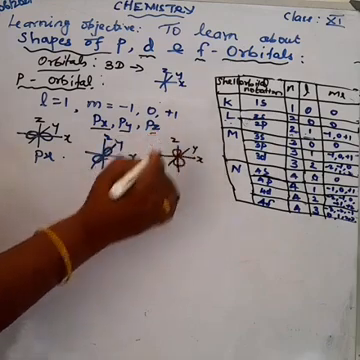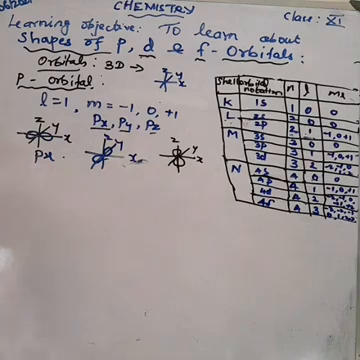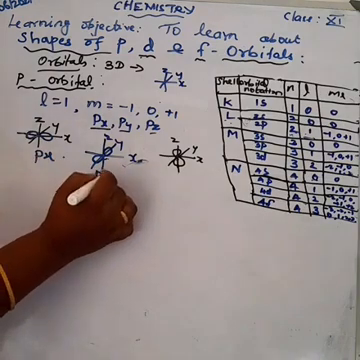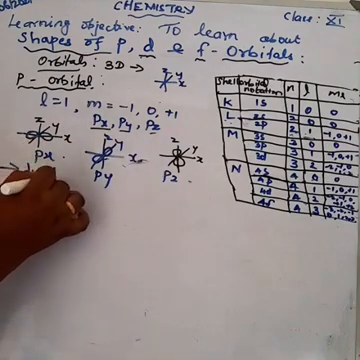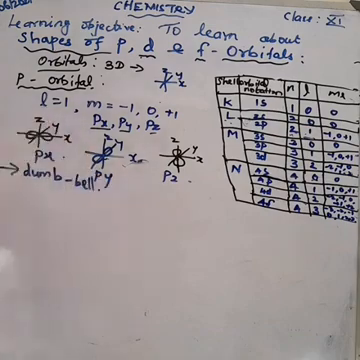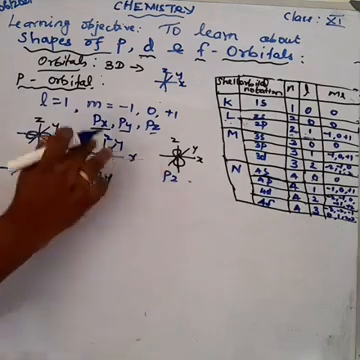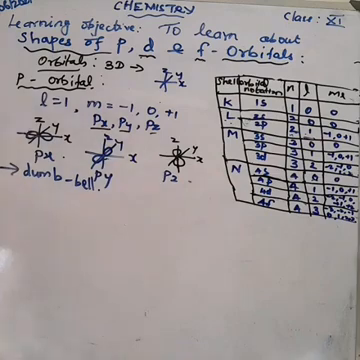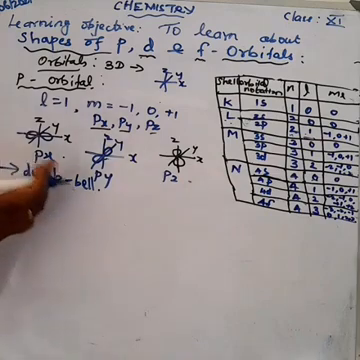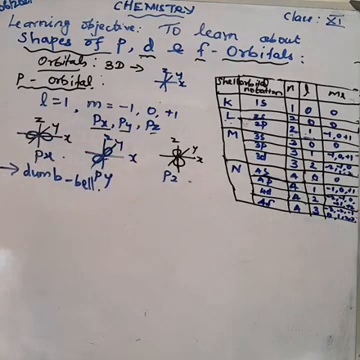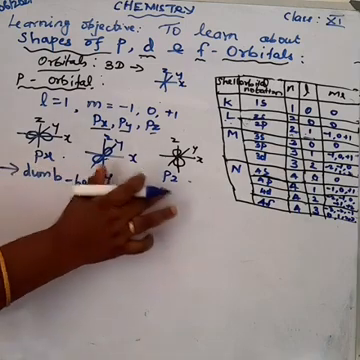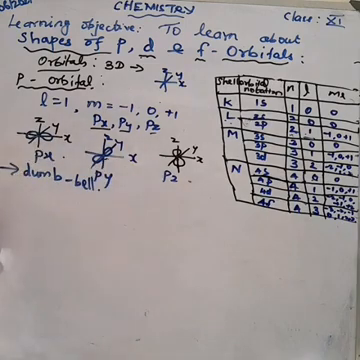What is the shape of the p orbital? The p orbital shape is a dumbbell shape. What is the shape of the p orbital? Dumbbell shape. And how many p orbitals are there? There are 3 p orbitals. These 3 p orbitals are dumbbell shaped.